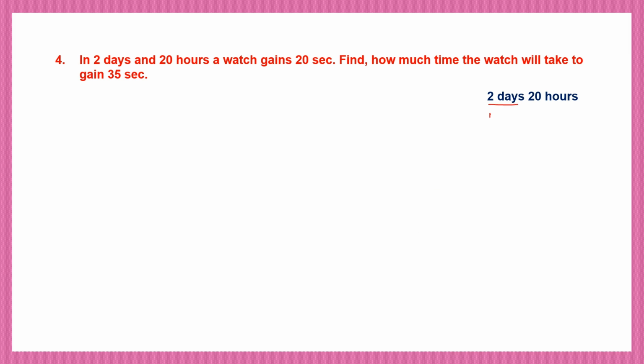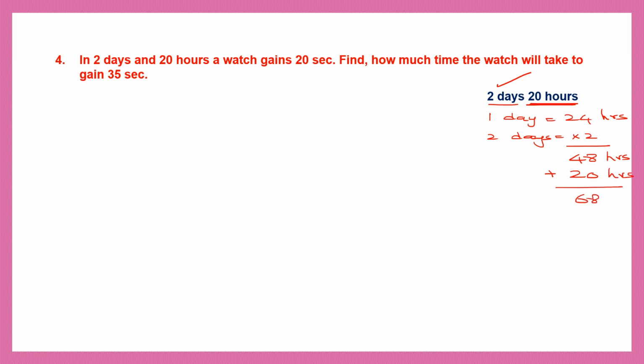So we know that in one day there are 24 hours, isn't it? We have 24 hours. So in 2 days we will have 24 into 2, that is 48 hours. So we have converted 2 days to 48 hours. Now let's look at this 20 hours. It's already in hours. So all we have to do is simply add it. So when you add, what do you get? 8, 4 plus 2 is 6. We get 68 hours. So what have we done? We have converted 2 days and 20 hours to 68 hours. So that we have only one unit and our working becomes easier.